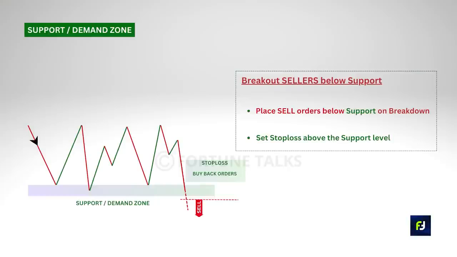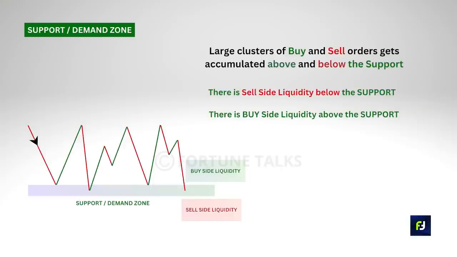So they will either place a sell limit order or a sell market order at or below the support level when the breakout happens. And these guys will set their stop loss somewhere above the support level, which is actually a buyback order. Now, as you can visualize, there are large clusters of buy and sell orders getting accumulated above and below the support level. Or in other words, there is sell side liquidity, or clusters of sell orders, below the support, and buy side liquidity, or clusters of buy orders, above the support level.